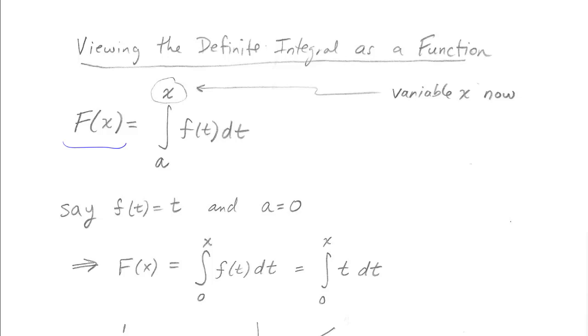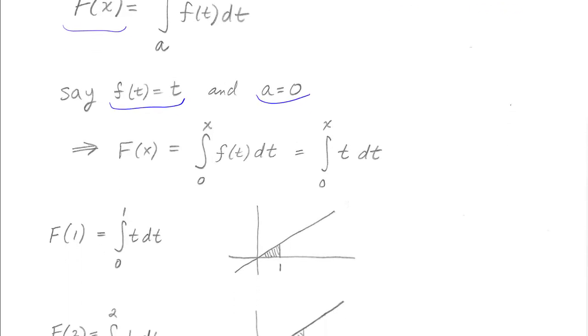So the big difference here now is we have a variable in the limits of our integration. And so that's going to change everything. So instead of actually getting a value out of this, we're going to get a function. So to see that, let's take an example. So say f of t is just the function t, and we use a of 0. So then our capital F function would look like this: integral from 0 to x, f of t dt, or in other words, integral 0 to x, t dt.